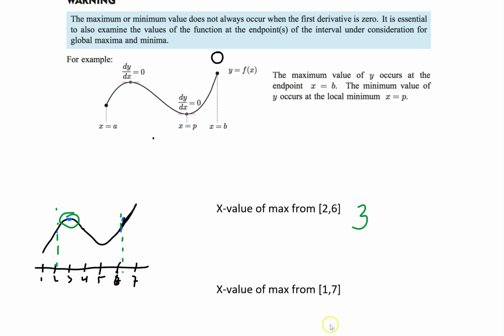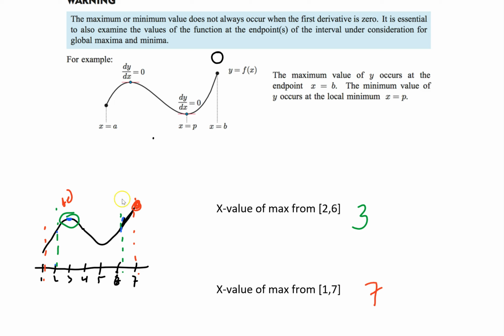So then let's look at this example. Find the x value of the max from 1 to 7. So now we're going from 1 to 7. Now this is still a relative max, but it's not the max. The max is actually right here now, pointing higher. So the x value would be 7.